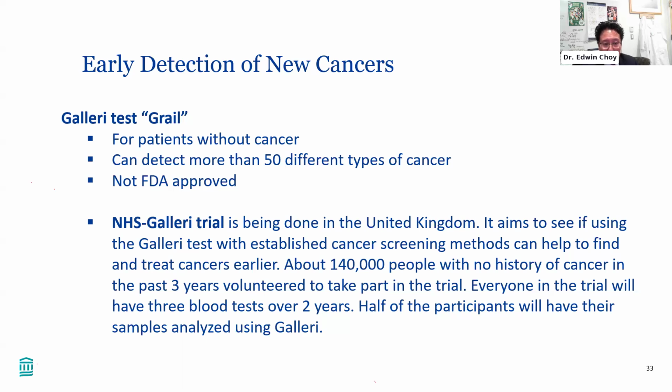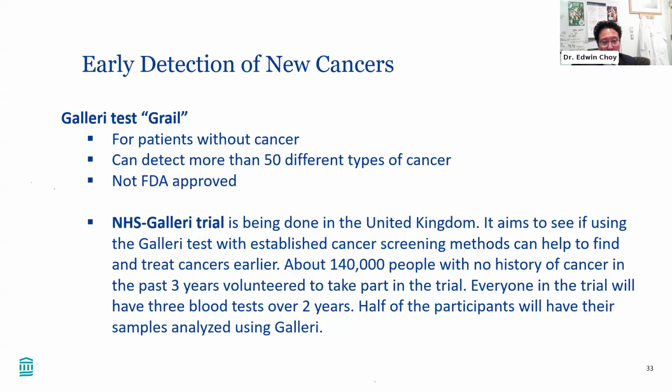And so a quick word about early detection of new cancers. It's very tantalizing. One commercial option is the Galleri test, also known as the GRAIL test. And it's really for patients who do not have a diagnosis of cancer. This test can detect more than 50 different types of cancer. It's not FDA approved yet, and so insurance usually does not compensate for this testing, and you'd have to pay about $1,000 out of pocket for this.